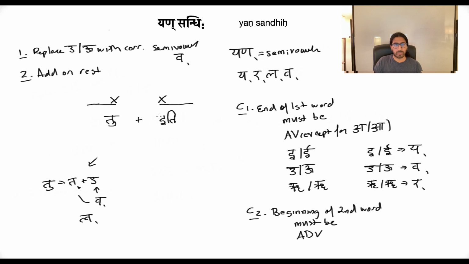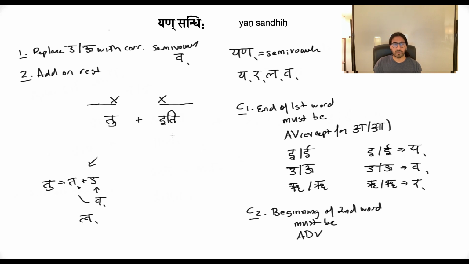Tu plus iti. Again, it could be any word. It can be like ishvaraha, or plenty of other words that we can use, but in this case, something like icha. So we'll use a short one for now. Tu plus iti. Condition 1, the end of the first word must be any vowel except for a or a, fulfilled. And the beginning of the second word must be any dissimilar vowel, fulfilled.